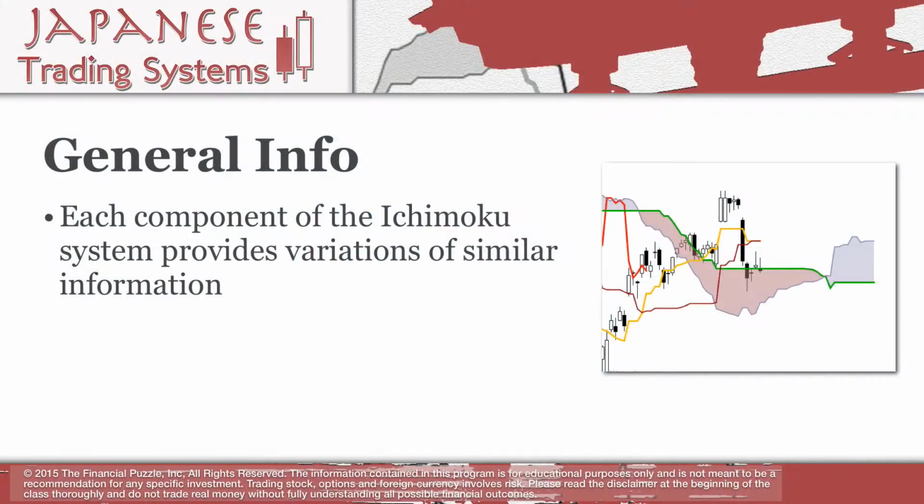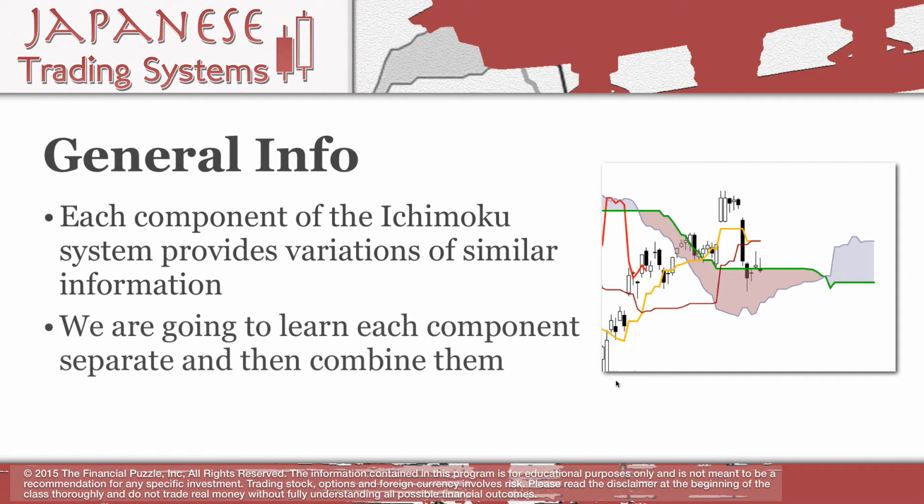Each component of the Ichimoku system provides a variation of similar information. The difference is that one component is historical, one is current, and one is in the future. We're going to go through each of these components, separate them, and then come back around and combine them. So for a few videos, you're going to feel like you're wading through some information. That's because we are. We're breaking each of the components down, and then later we'll pull it all together.